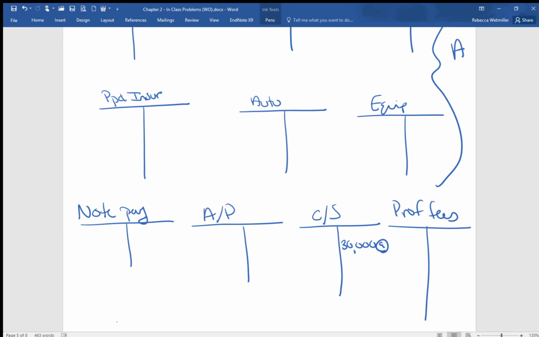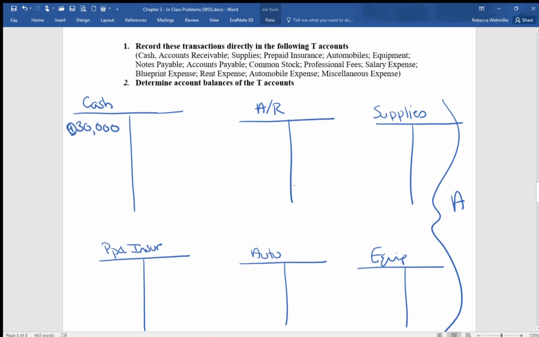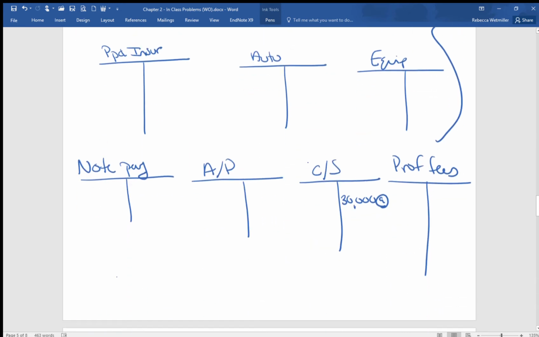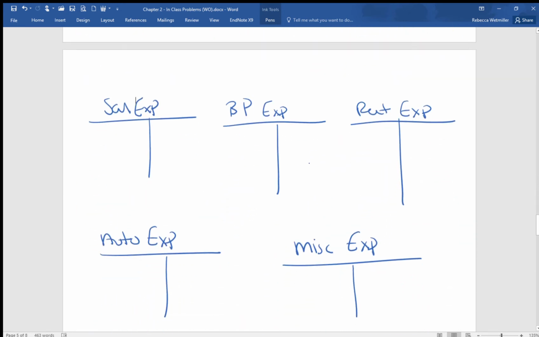Alright, transaction B tells me I paid January rent for the office and the workroom of $2,500. So if I paid it, that means I saw $2,500 coming out of my cash. And it was for rent, so I need to find my rent expense and debit it for $2,500. Remember, expenses have a normal balance of debit because they ultimately decrease stockholders' equity.